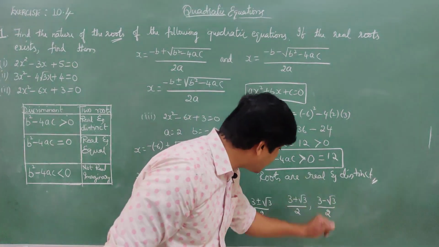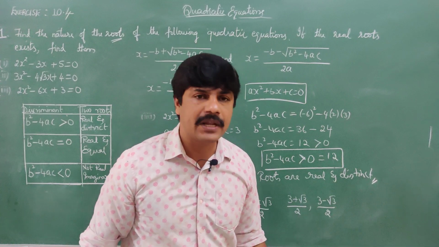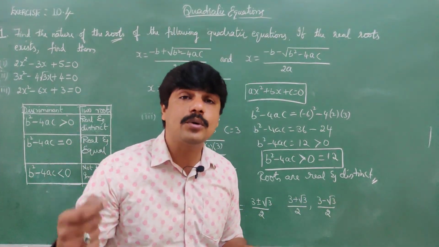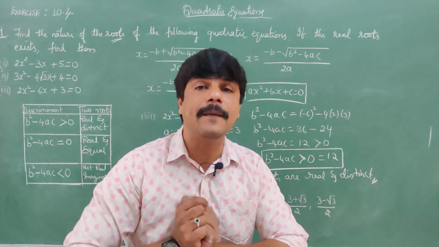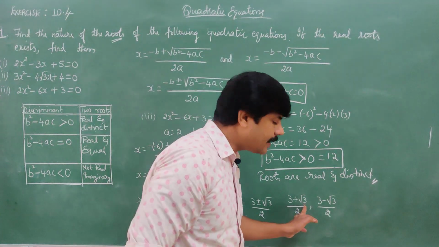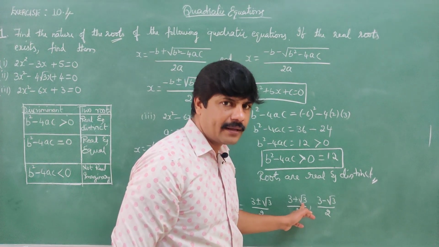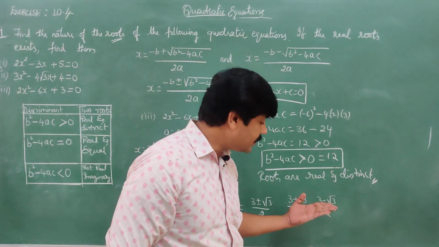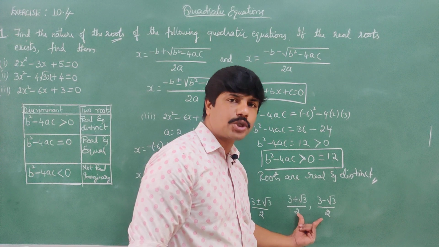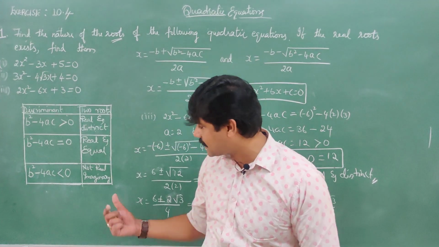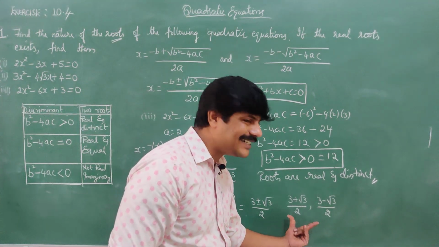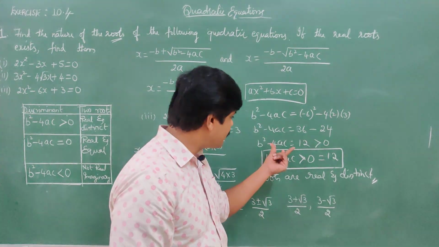Why are they real numbers? There is no minus inside the square root. You can see that there is no minus at all. This is plus 3. If it had been minus 3, then we would have declared that the roots are imaginary. But here plus 3 is there. Since plus 3 is there, we can say that these are the real roots. These are real numbers. And the two roots we have got, the values of x for this quadratic equation, are not the same, therefore distinct.